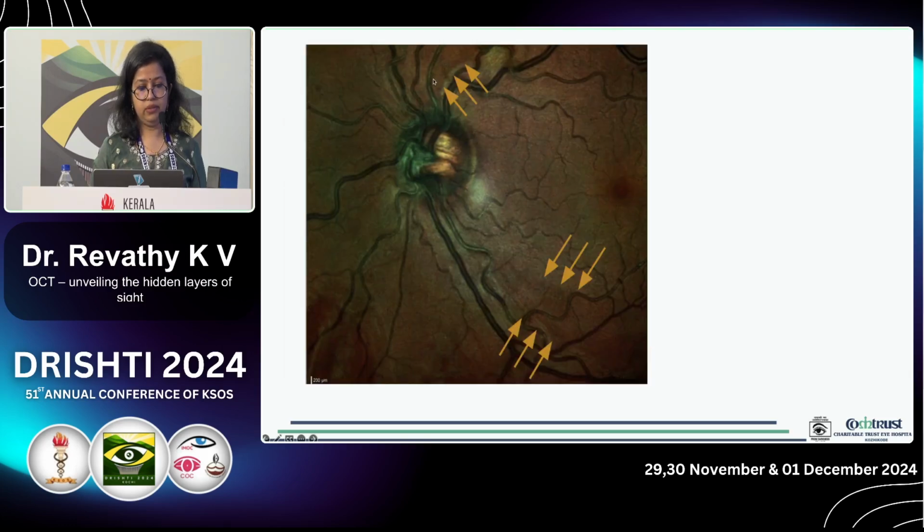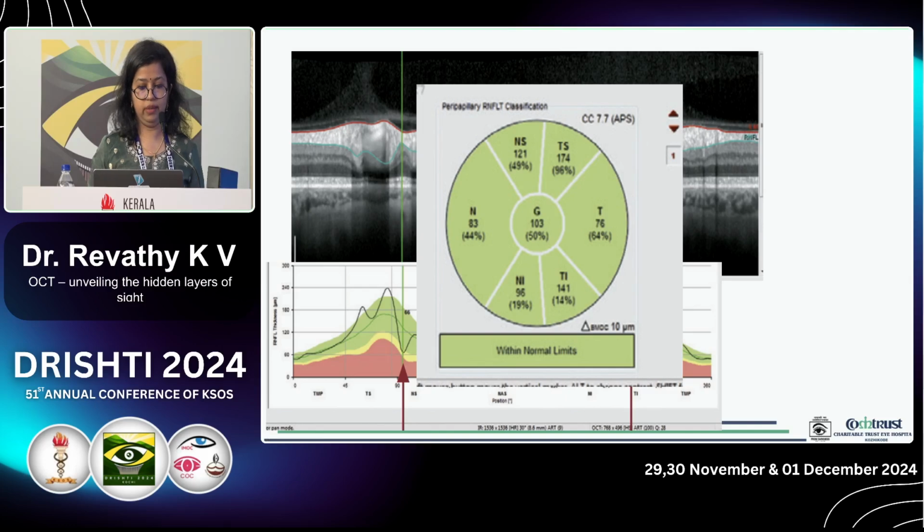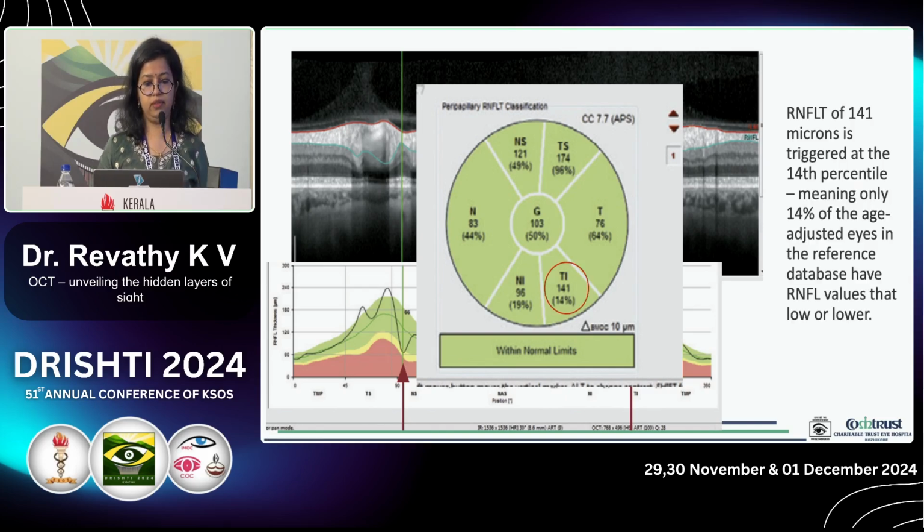Another example is in the disc photo, there is definitive superior and inferior thinning, but the OCT is showing only green. This is because the database of the OCT is inadequate to trigger an outside normal limits flag, with this 141 microns or 14 percentile.